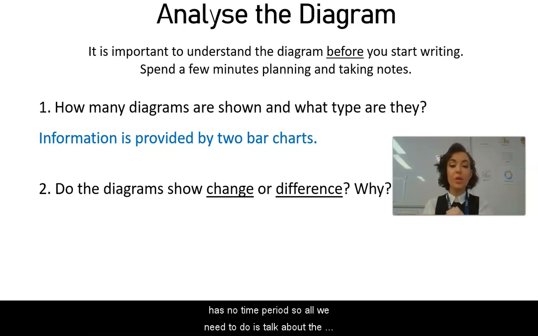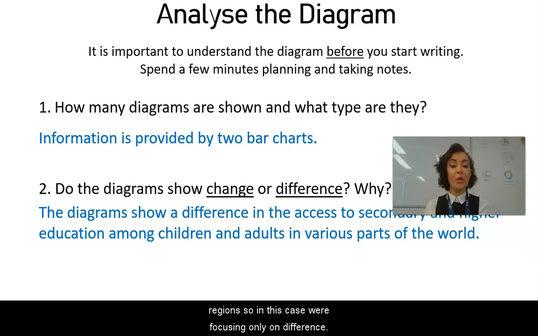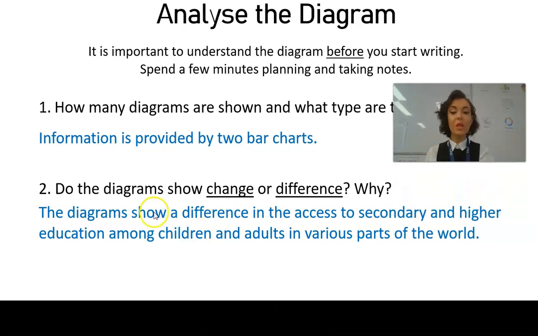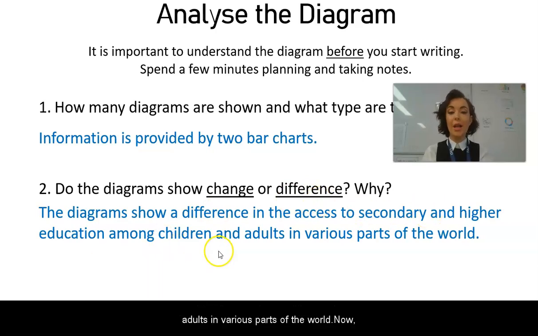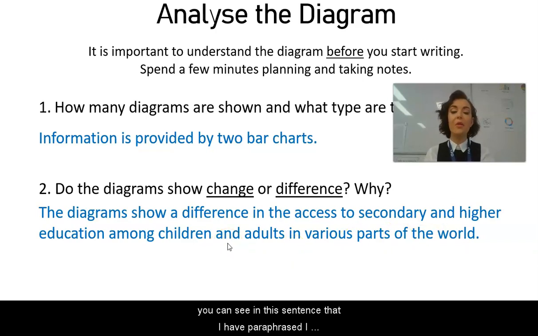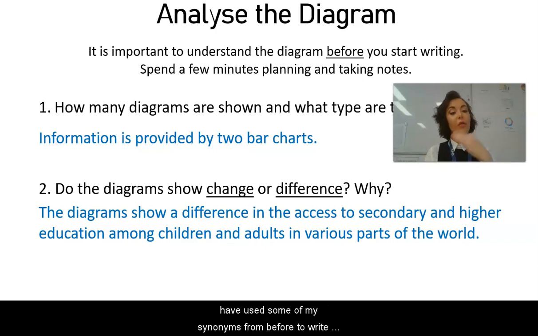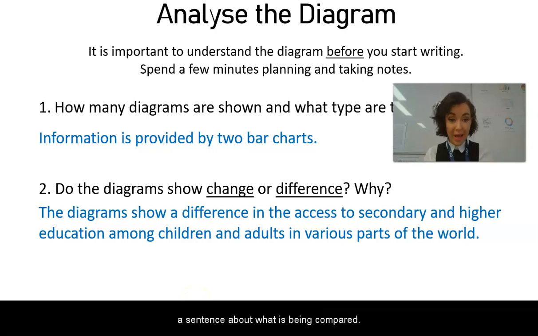So all we need to do is talk about the differences between the various things. So we're comparing men and women, and we're comparing different regions. So in this case, we're focusing only on difference. The diagrams show a difference in the access to secondary and higher education among children and adults in various parts of the world. Now you can see in this sentence that I have paraphrased. I've used some of my synonyms from before to write a sentence about what is being compared.